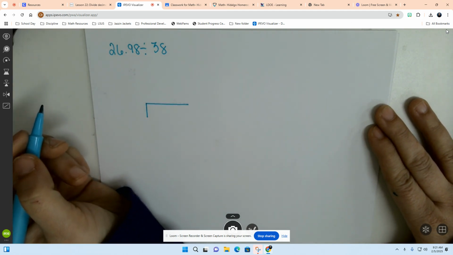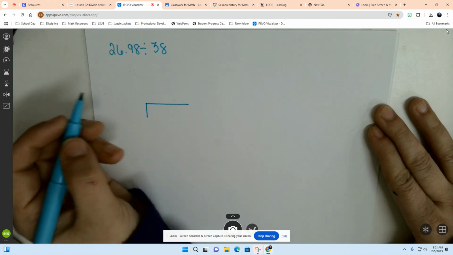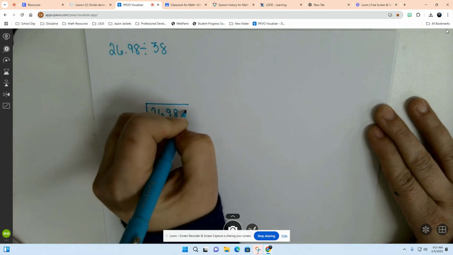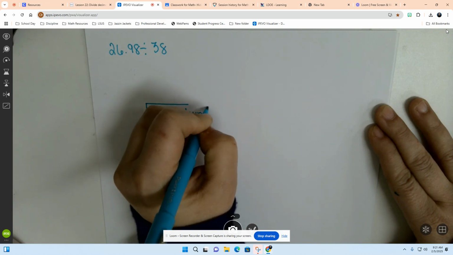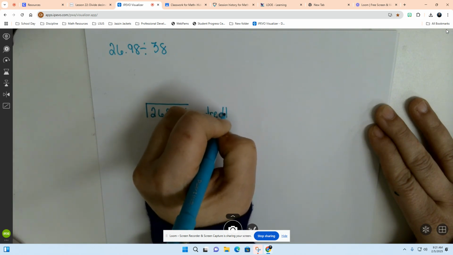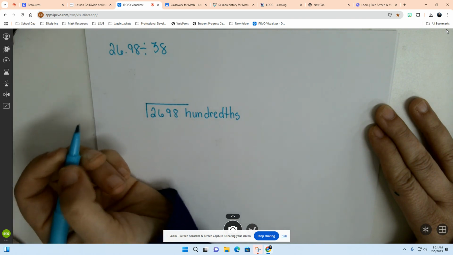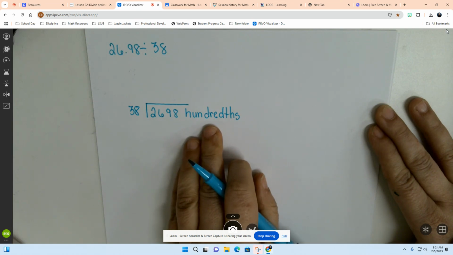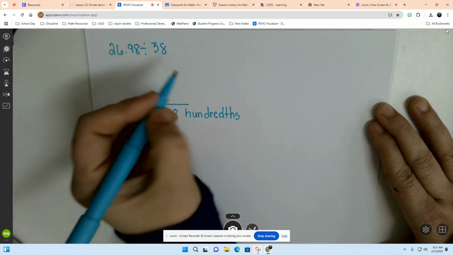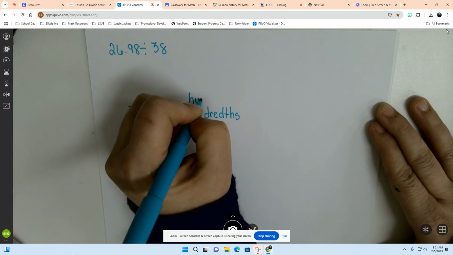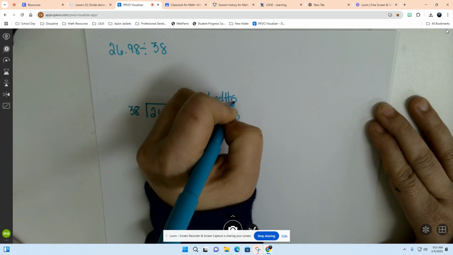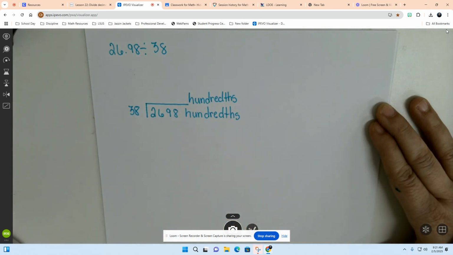The number, the dividend, which is going to be 2,698 hundredths, divided by 38. Now, my dividend is in hundredths. That means my quotient is also going to be in hundredths. Okay? All right.